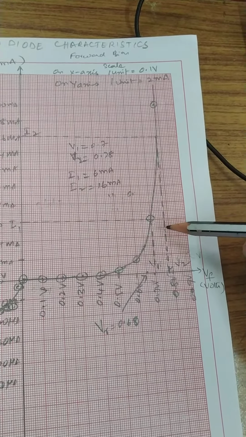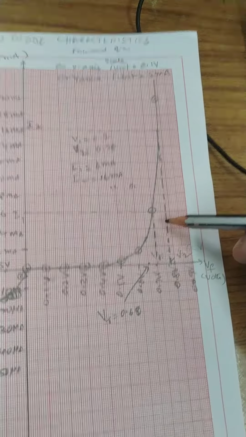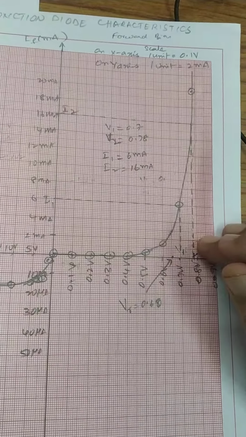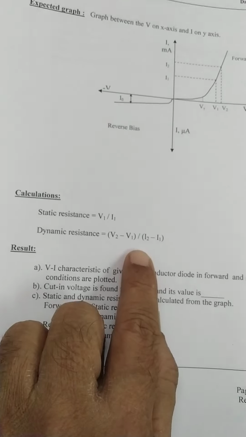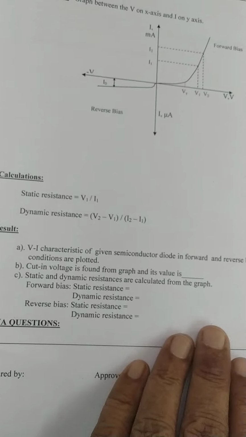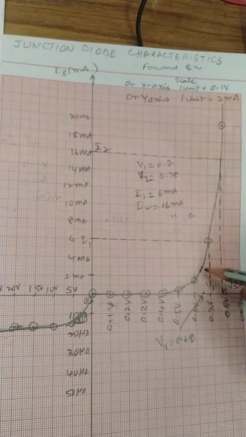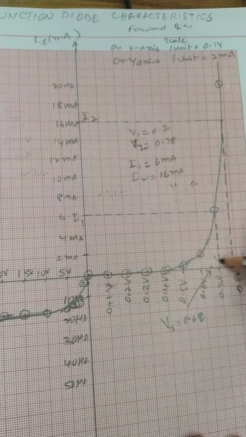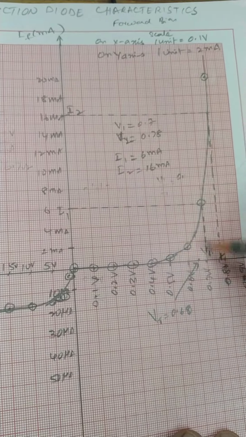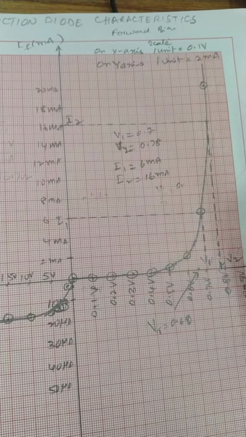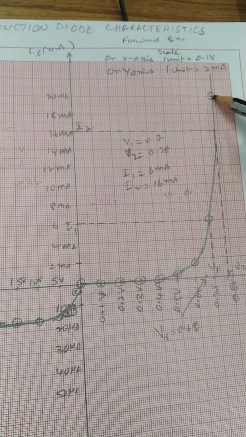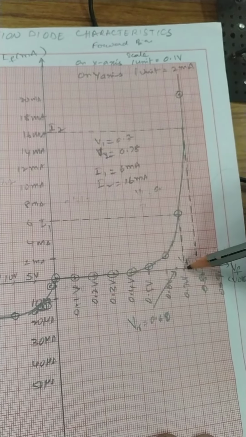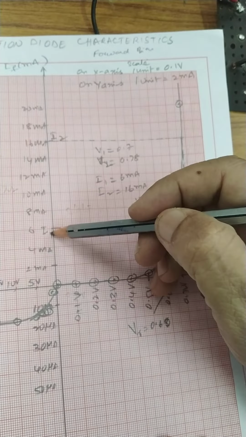Now after that we have to calculate the static resistance and dynamic resistance. As per our calculations, static resistance is V1 by I1, and dynamic resistance is (V2 minus V1) by (I2 minus I1). Now from this graph take any point on this sudden rise curve. Take this one as V1, this is I1; V1 by I1 gives us the static resistance. Take another point V2; similarly this is I2, this is I1.